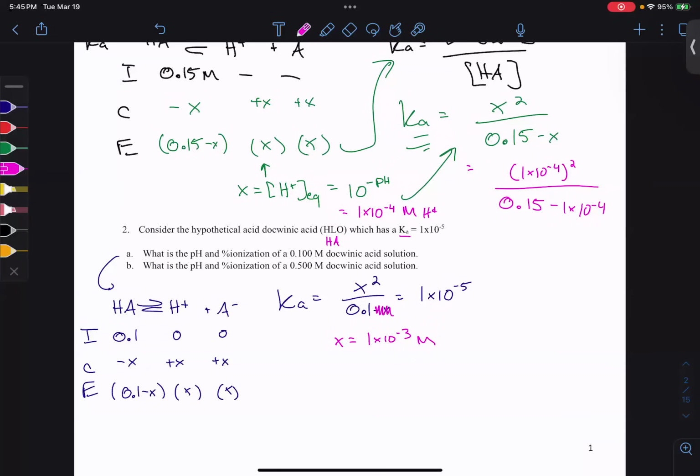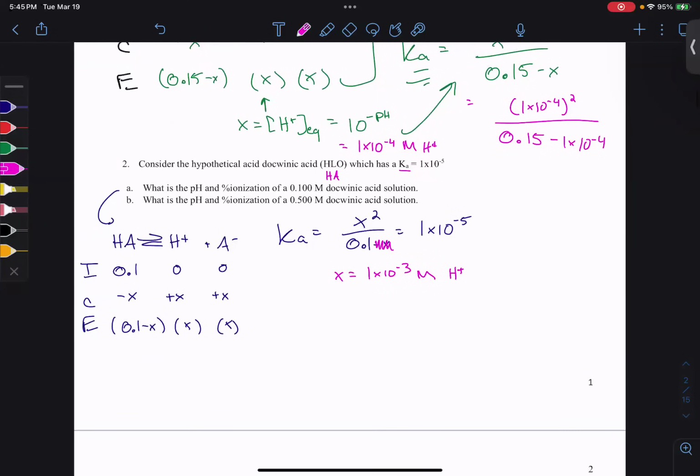But it's the molarity of what? What does x represent? H plus. Why is it H plus? Because we used Ka. H plus is x in the ice table, right? So that is for the first solution. So for that one, pH is equal to 3, right?